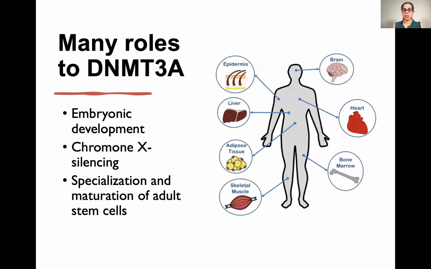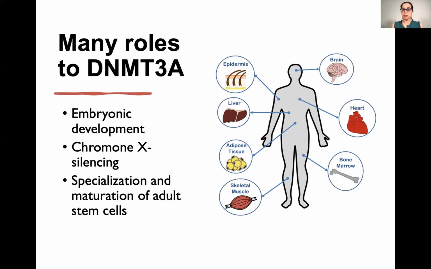And we know a lot about DNMT3A from years of research, and we know it's really important for embryonic development, for the silencing of chromosome X, but what we also know is that DNMT3A is really crucial for stem cells. And stem cells are really special cells because those cells are really naive or really primitive cells that give instructions to make more specialized or more mature cells. And they are really present in various tissues in our body, as illustrated here.